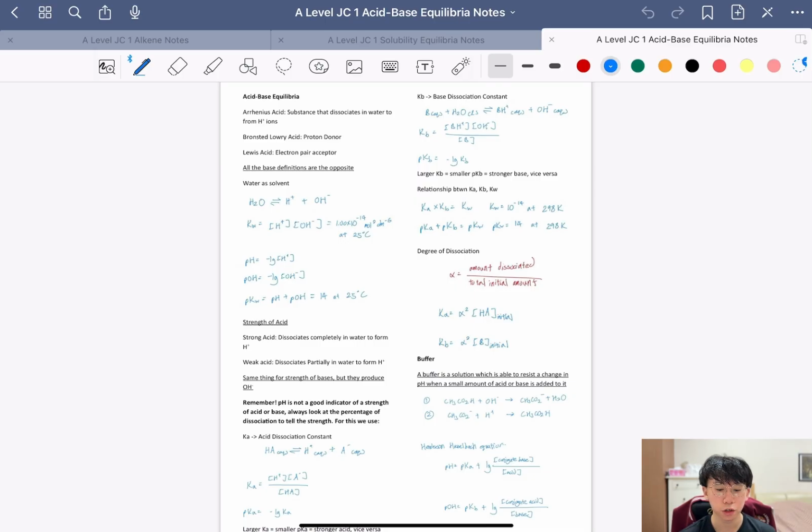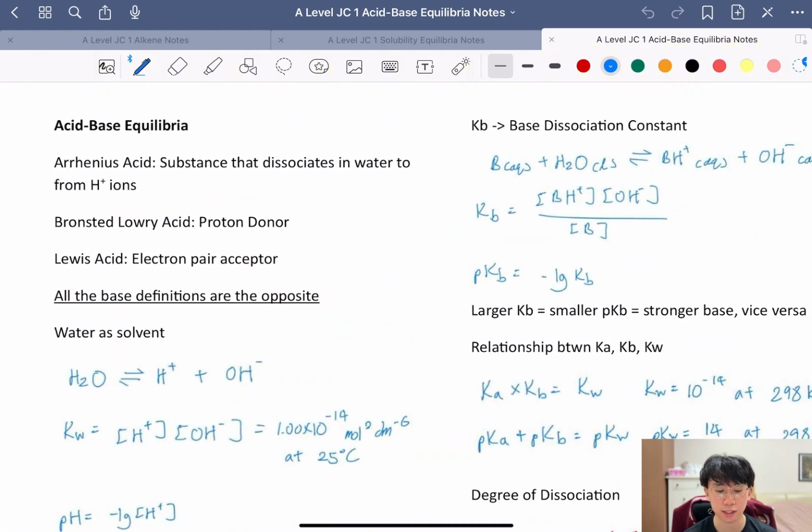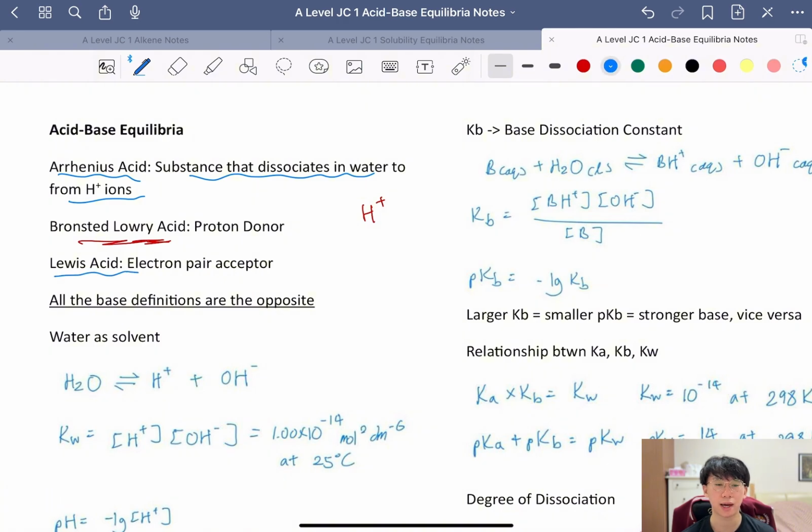To start things off, you have to understand the three definitions of acids. One is Arrhenius acid, which we should be familiar with by now, where substances dissolve in water to form H+ ions. And there's also the Bronsted-Lowry acid definition, where acids are just proton donors. If you think about it, H+ is actually just a proton, because H normally comprises one proton and one electron. And therefore, H+ without the electron is actually just a proton. And lastly, we have Lewis acids, where acids are just electron pair acceptors.